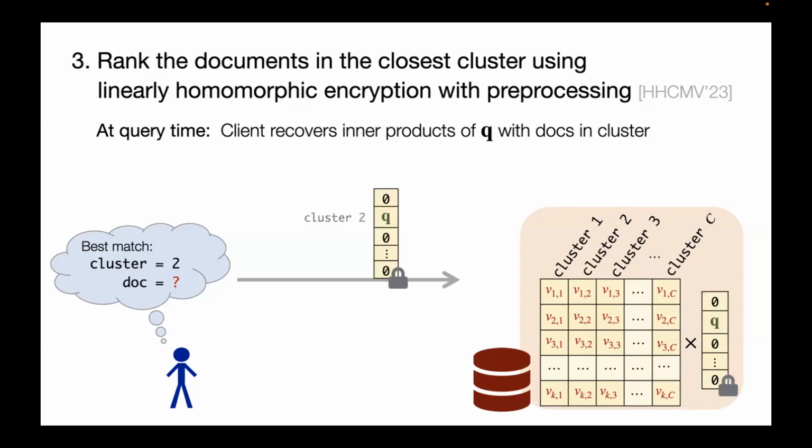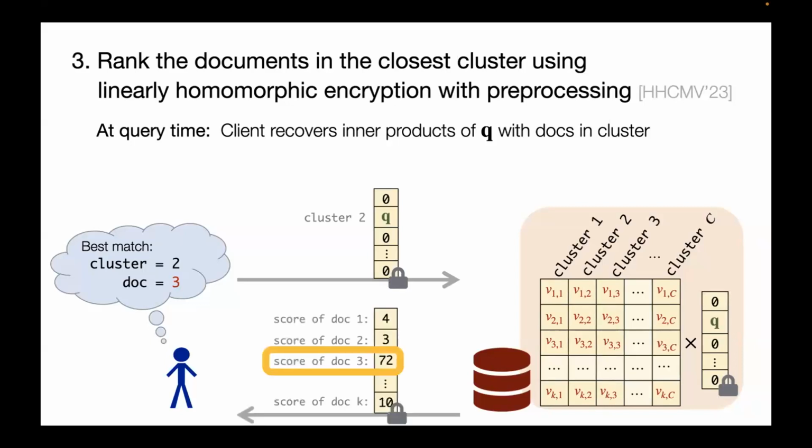And so what it can do is build the vector that consists of all zeros, except with its query embedding at position 2. And then our client can encrypt this with a linearly homomorphic encryption scheme and send it up to the server. And now our server can compute the matrix vector product between its local plaintext matrix and the client's query vector and send the answer back to the client.